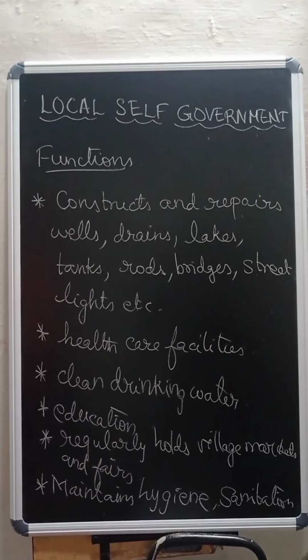We saw the structure of local self-government in rural areas, that is the Panchayati Raj system. Now what are the functions of the Panchayati Raj system? They will construct or do repairs in wells, drains, lakes, tanks, roads, bridges, street lights, etc. They will do the cleaning works also. It is done by the local self-government, and they will provide healthcare facilities for all the people. They will maintain the local dispensaries.